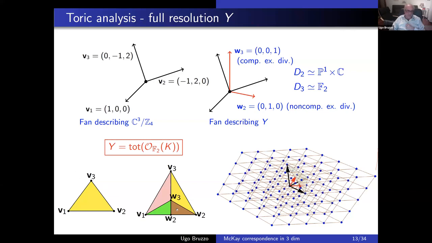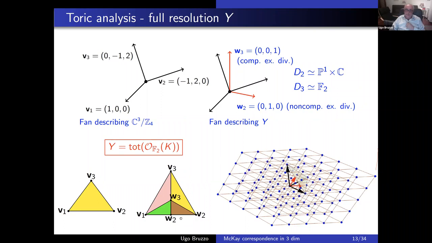And these graphs on the left are what I like to call the planar graphs. So the first is the planar graph of the original fan. So we just have one cone. And then here we have the two additional points or rays that we added, W2, W3. And already here we see that the new rays correspond to the components of the exceptional divisor. So we shall have two components.